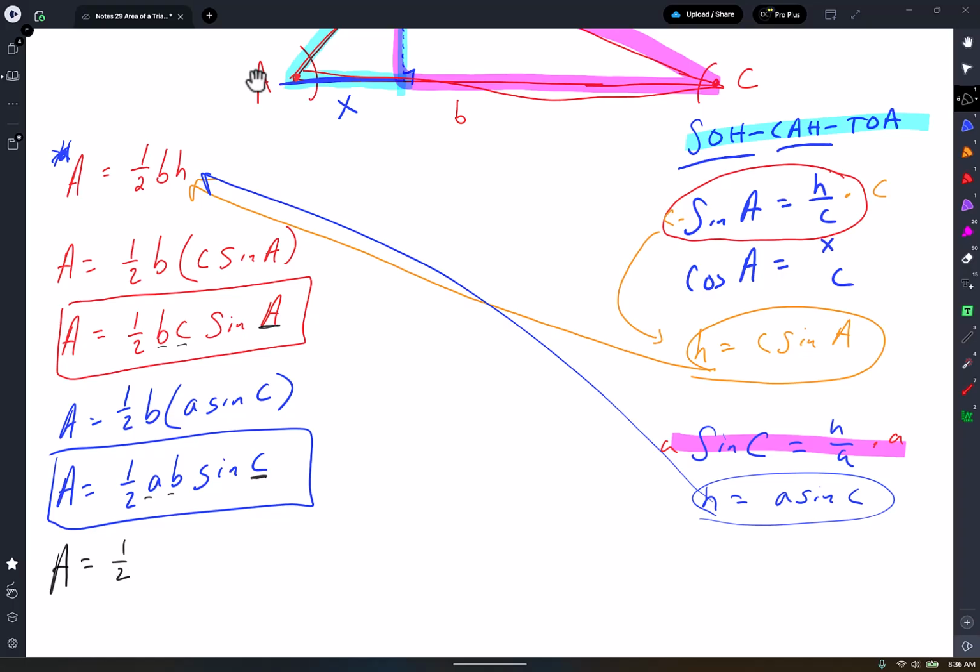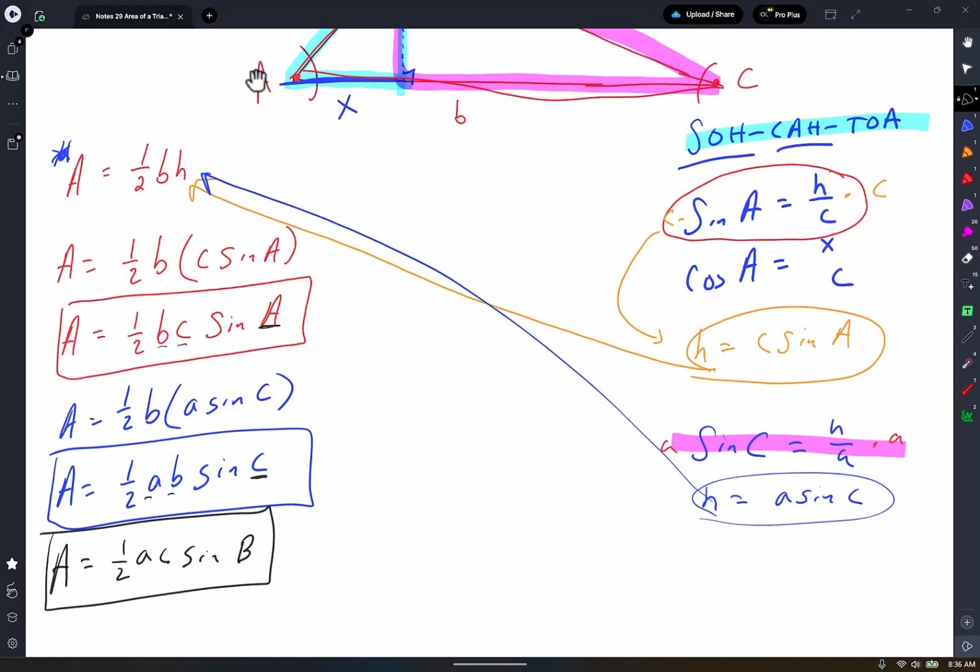1/2. Let's see. What letters have we not used? Angle B, big B. So that means I'm going to have A and C sine of B. All three of these, and then we'll derive the law of sines later on with those three. But all three of those give you the area of this triangle.